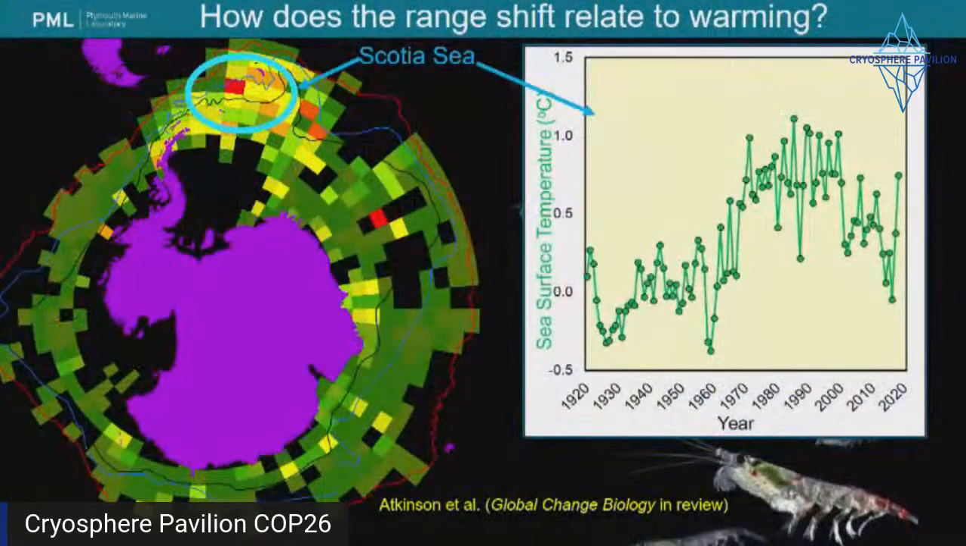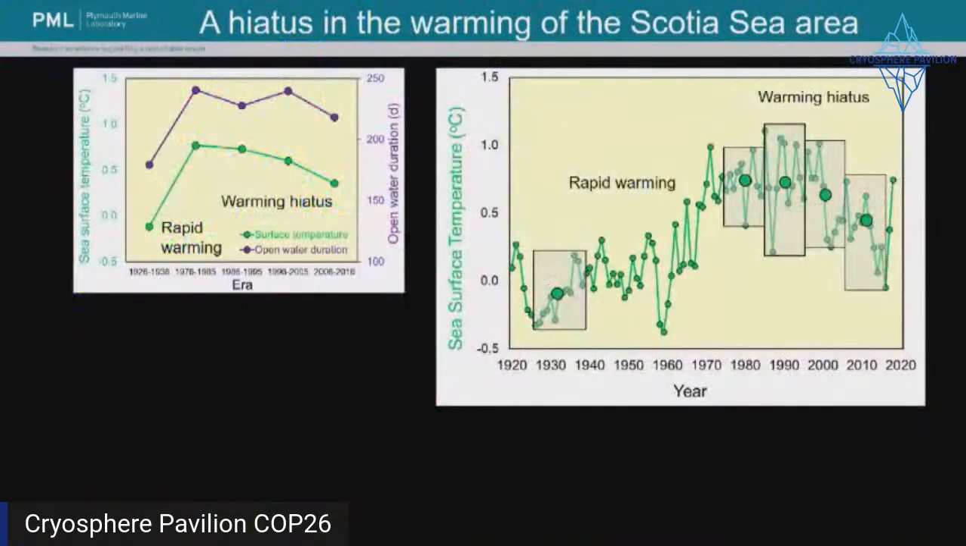So to look at what's actually been behind it, we've focused in on this Scotia Sea area, and this is a sea surface temperature trend. And Richard was saying ongoing trends. We've seen a rapid increase in temperatures in the first decades or the middle decades of last century, but then there's been a little bit of a hiatus. That's actually quite important to what I'm going to say next.